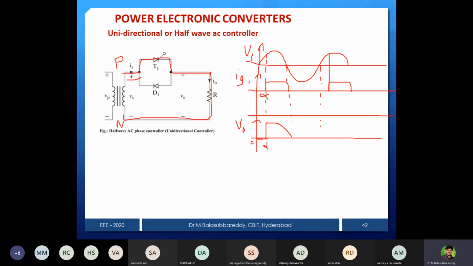Then current is passing like this. This is the current direction. So load is directly connected to source. Now, due to natural commutation, the thyristor is turned off at pi.